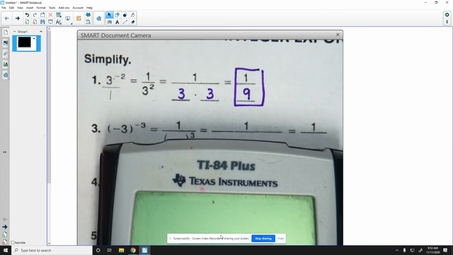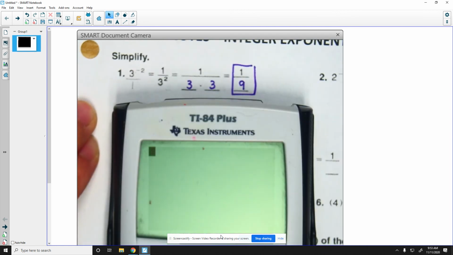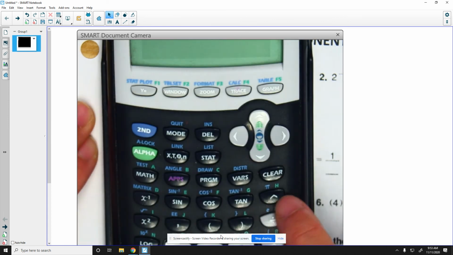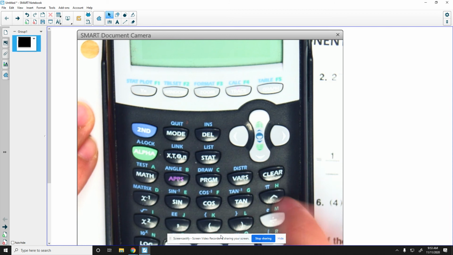So if you wanted to double check this in your calculator, if I type in 3 to the negative 2, by the way, guys, the exponent symbol is right here. It's right underneath the clear. So all of you practice typing that in, okay? Because you need to know where your exponent is. So this is your exponent button.